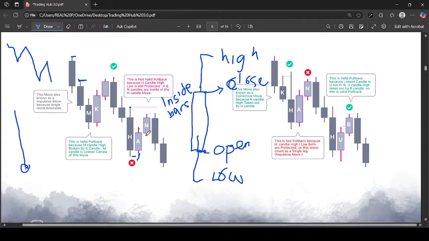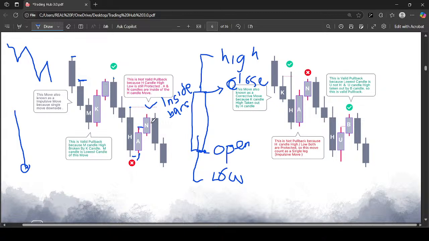If we want to measure pullback, we'll no longer look at the H candle, we'll now begin to look at the A candle. Then if this candle, which is the N candle, comes and sweeps out the high of the A candle, then we'll call this a what? A valid pullback, right? We'll call this a valid pullback.